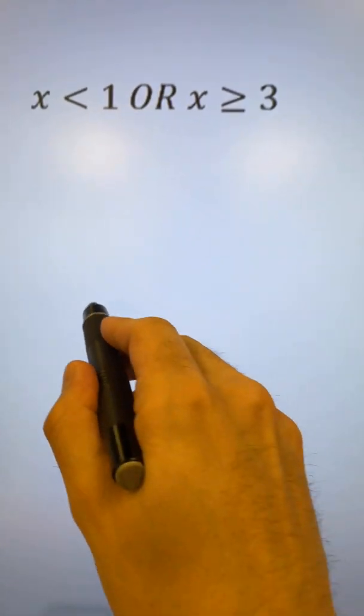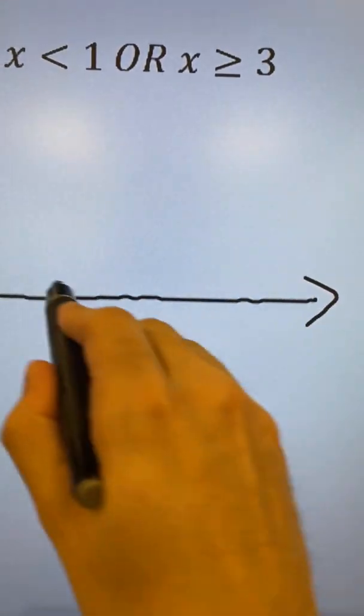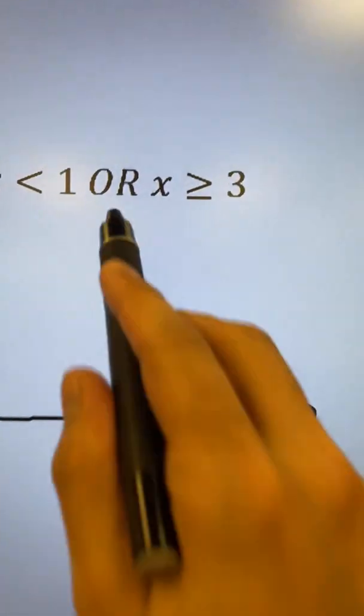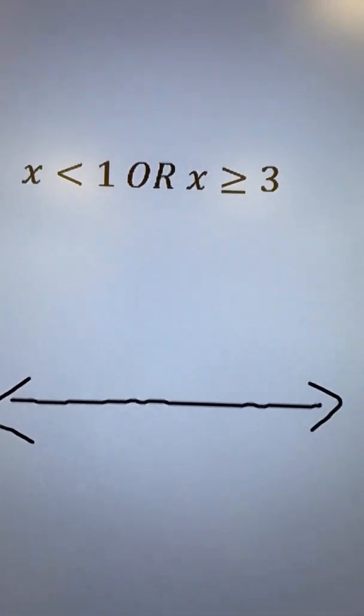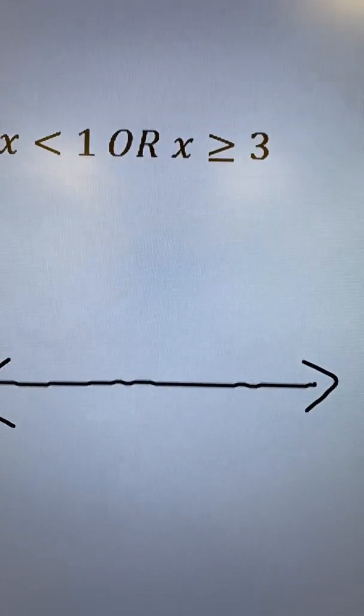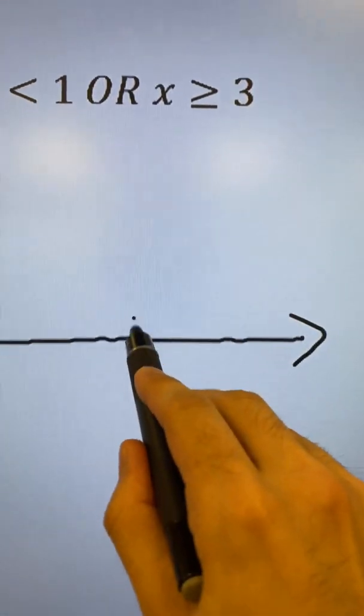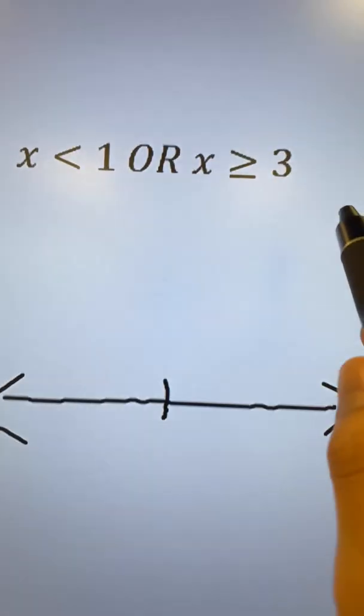So I'm going to graph the solution set for this one here, and I want you to see how I set it up. Whenever they tell you to graph a compound inequality with the word OR, that means they want you to provide both solutions on the same graph. So you're basically combining them. You're going to join them together.